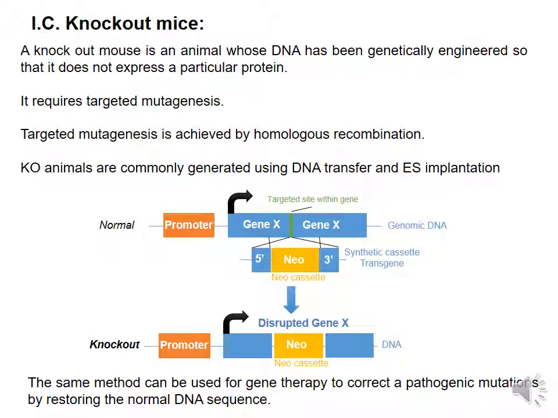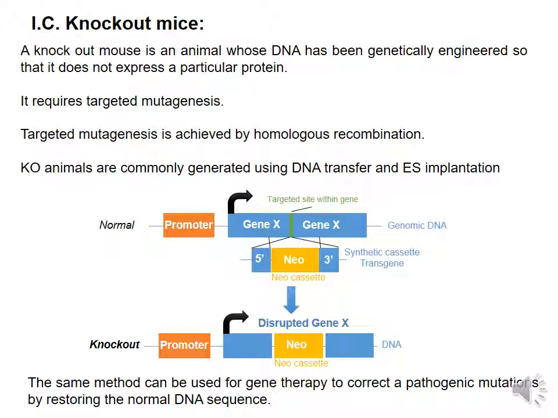For this, we choose a targeted site within the gene. In this case, it will be in the middle of this gene X, which is the target gene. What we do is we generate a synthetic cassette containing an antibiotic-resistant gene that is flanked by a 5' and a 3' region that is homologous exactly to the place in which we want to insert this entire cassette.